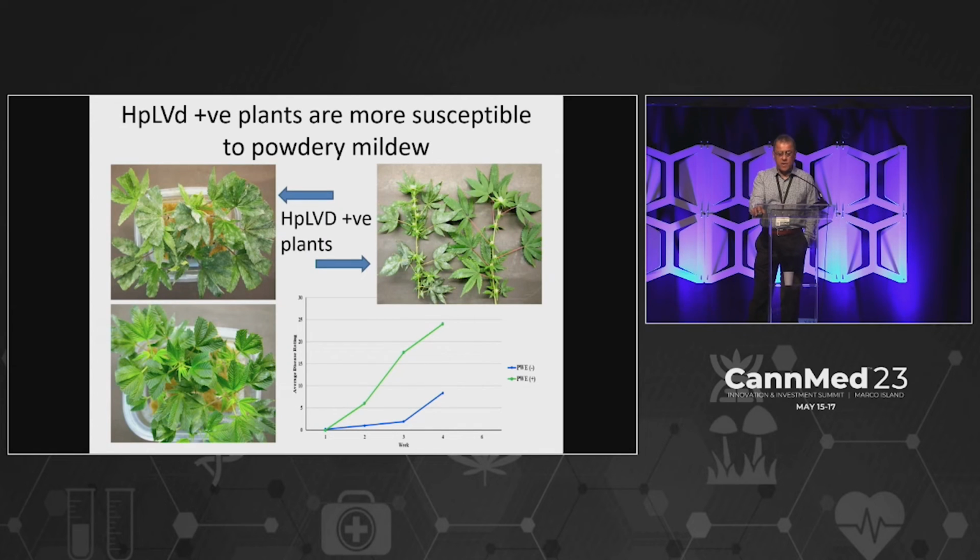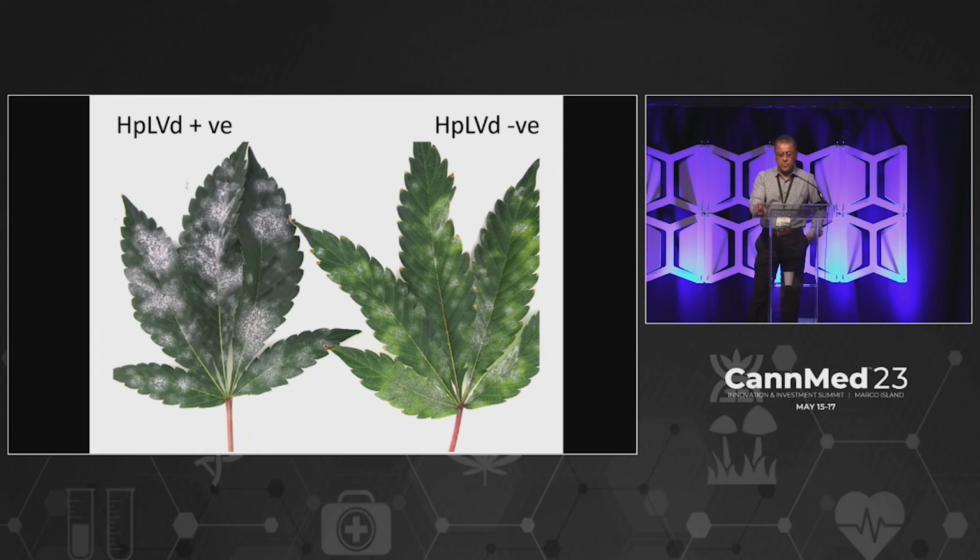And lastly, we looked at powdery mildew, which is another important disease in the industry. What we found again with powdery mildew is that when you have Hop Latent Viroid present, you get more infection than when the plants are healthy. The graph on the bottom indicates the green line is the infected plant and the blue line is the plant that does not have Hop Latent Viroid. And so this is my last but one slide, and I'll show you the really amazing contrast between a Hop Latent infected plant with powdery mildew and a Hop negative plant with some powdery mildew, but not a lot.